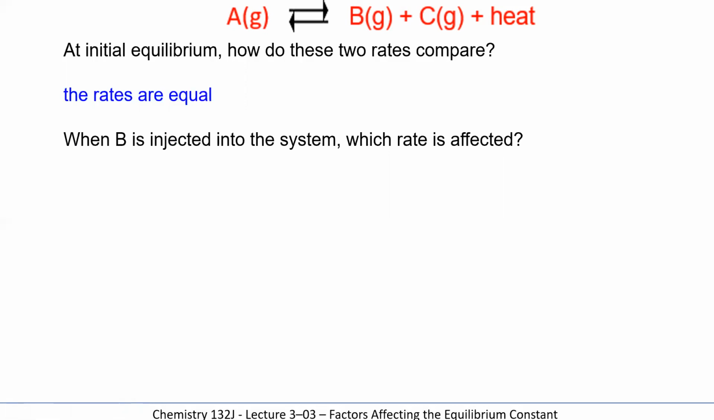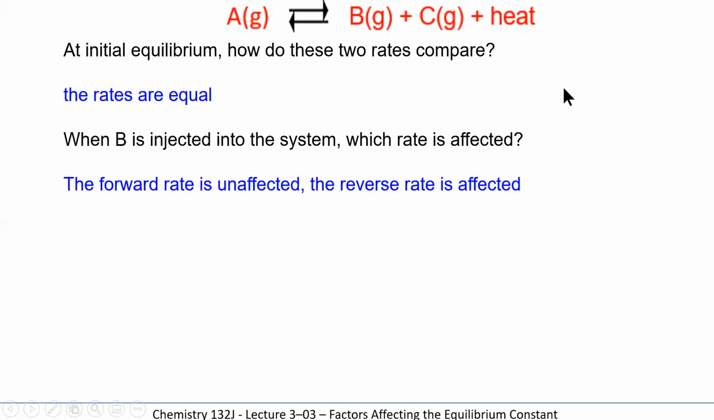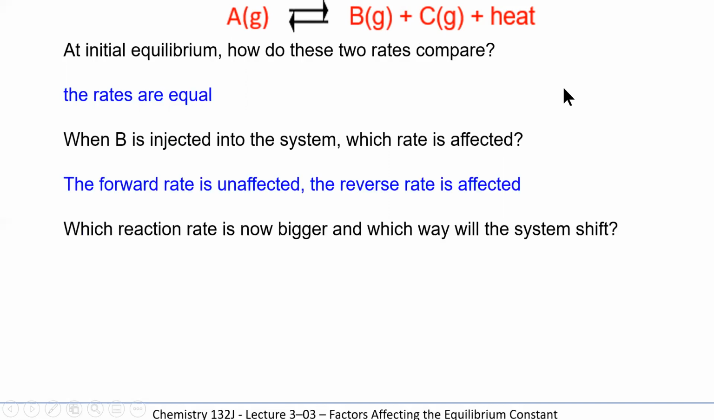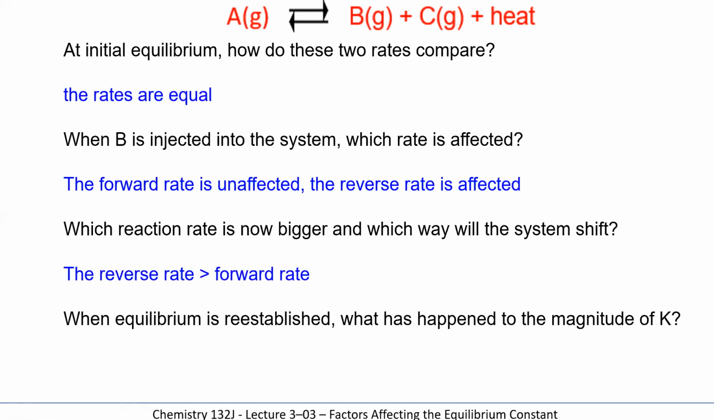Because the reverse rate is now greater than the forward rate, B and C will start being converted into A. Now, as more A is produced, the forward rate will also start to increase until the two rates, the forward rate and the reverse rate, are equal again. Now, when the equilibrium is reestablished, what has happened to the value of K? Nothing. It's unchanged.